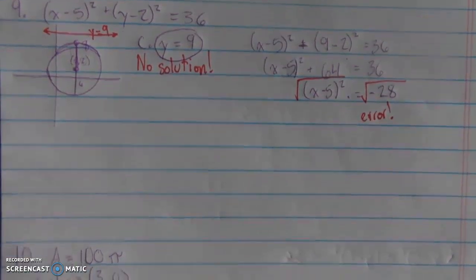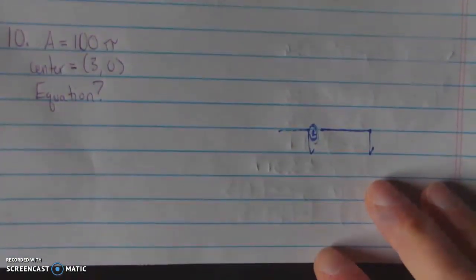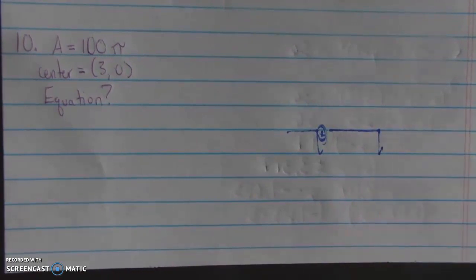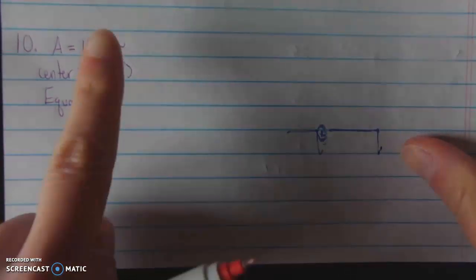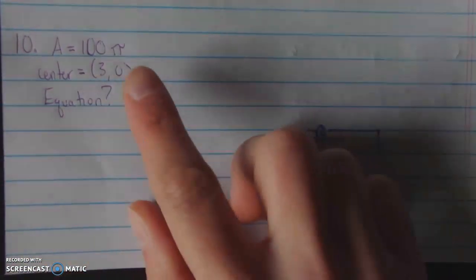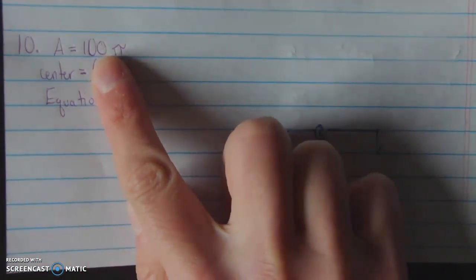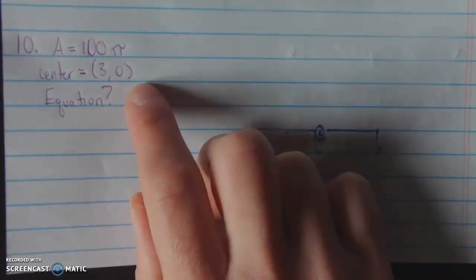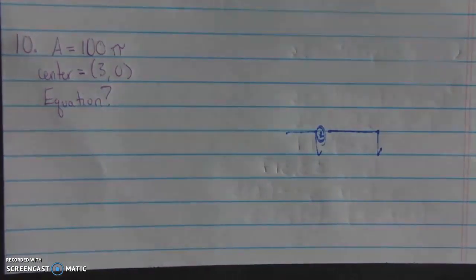Let's look down at number 10. So number 10 is our next question, and I've written out the basics of it here. It's told us that the area of a circle is 100 pi and that it has a center of (3, 0), and we want to know the equation of the circle.